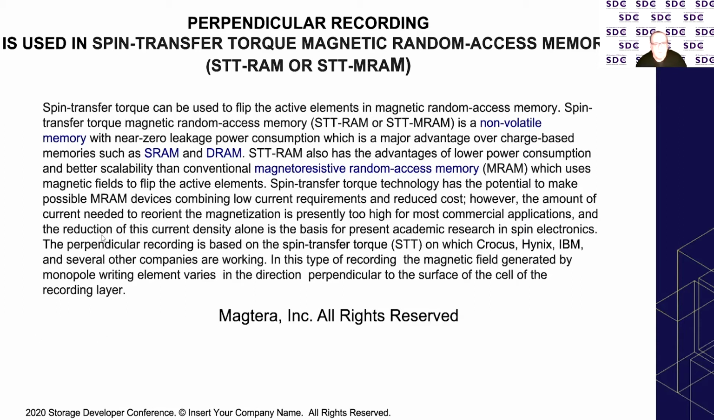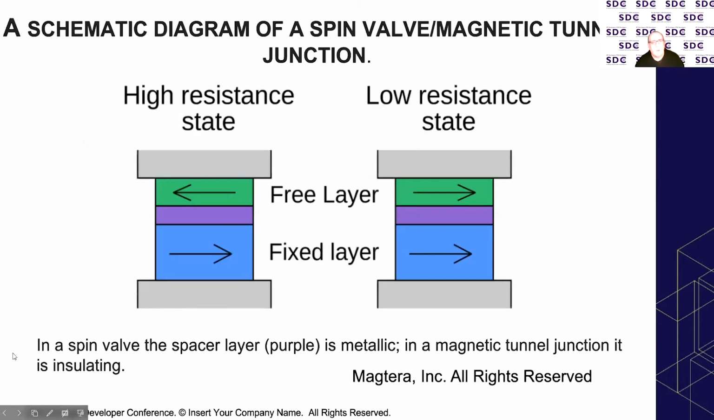So this kind of memory attracted substantial attention from many leading companies like Crocus, IBM. But the result is not here yet. So it hasn't become the dominant memory yet. So let's take a closer look at the spin valve magnetic tunnel junction.